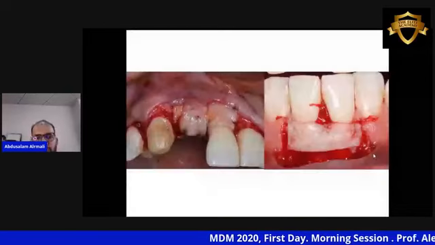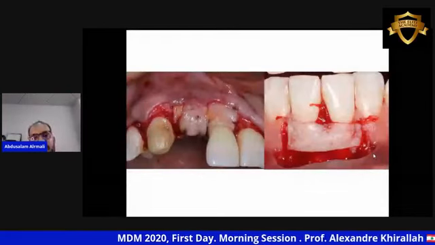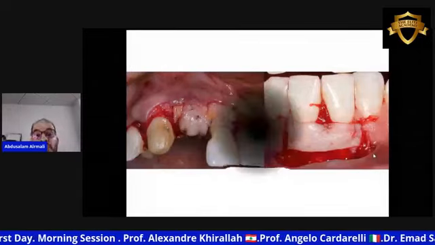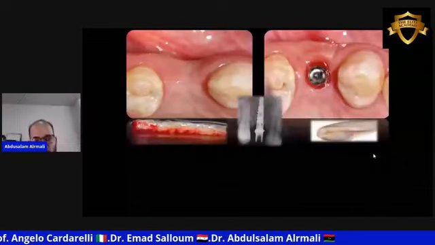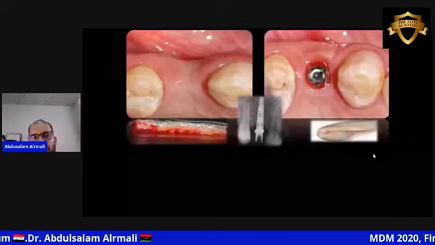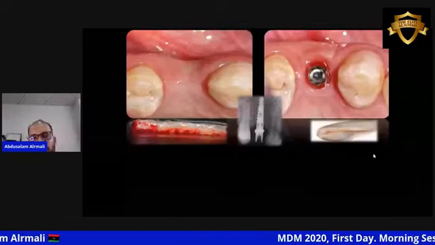Also, it is the best protection for the implant. In some cases, we have to do horizontal augmentation. In other cases, we have to do horizontal and vertical augmentation to get a peri-implant soft tissue seal. In this case, I did a connective tissue graft to get a horizontal soft tissue width.